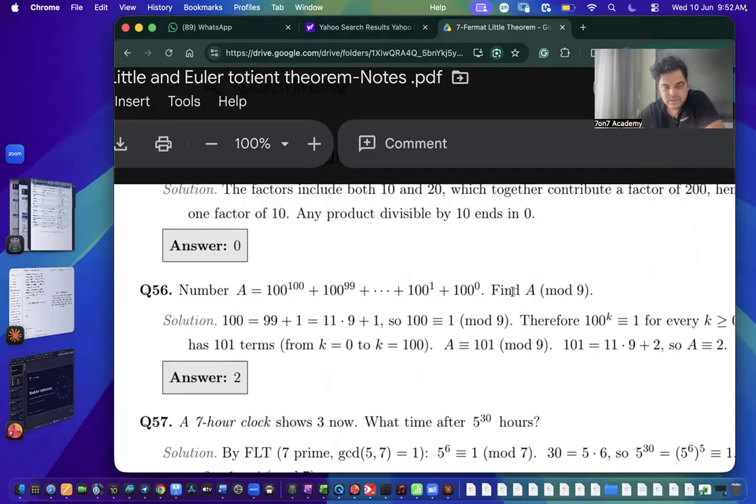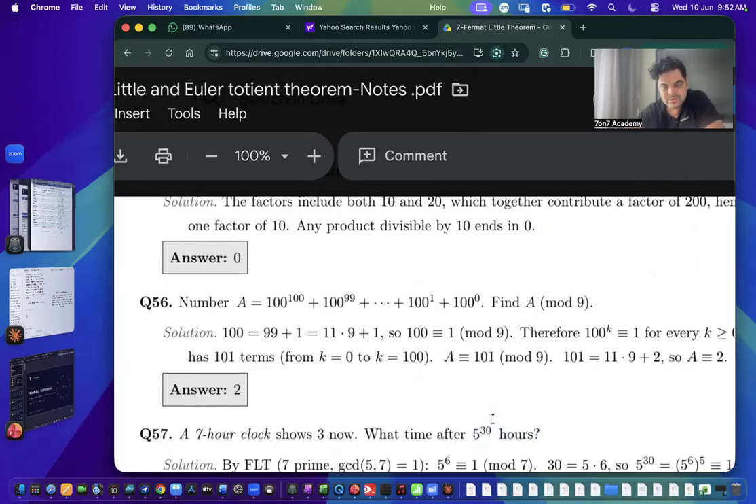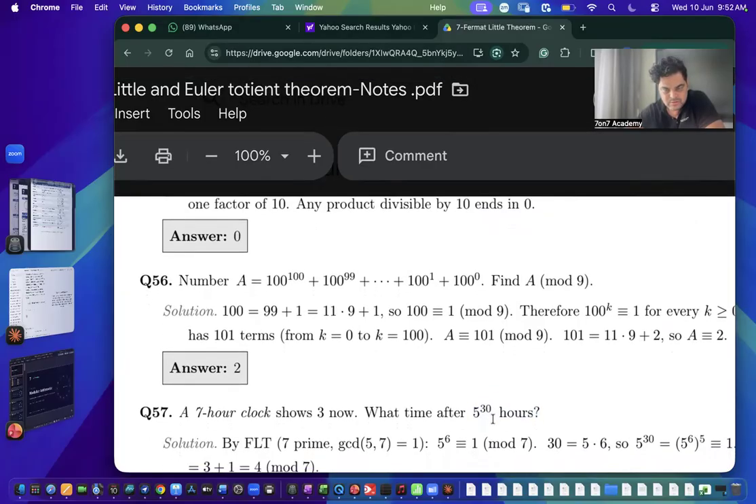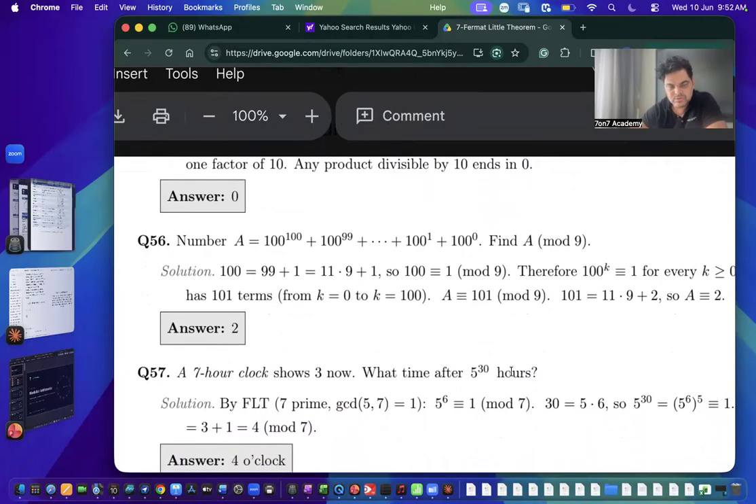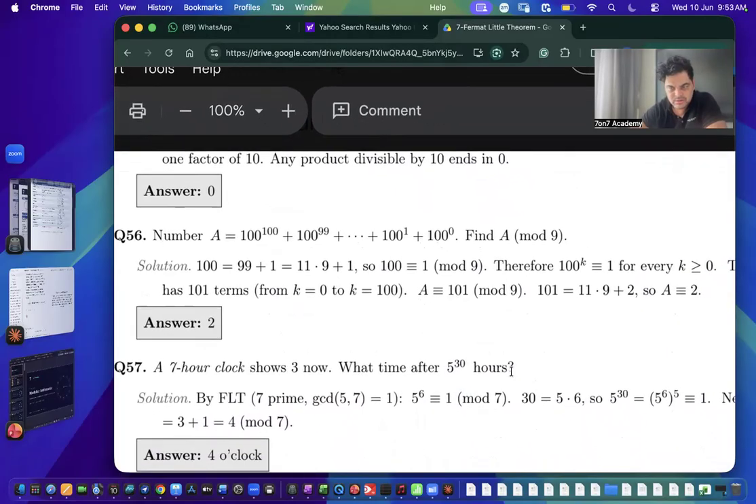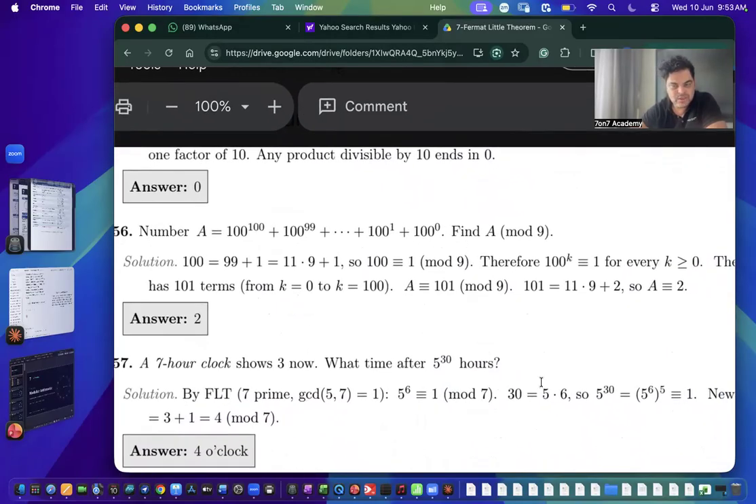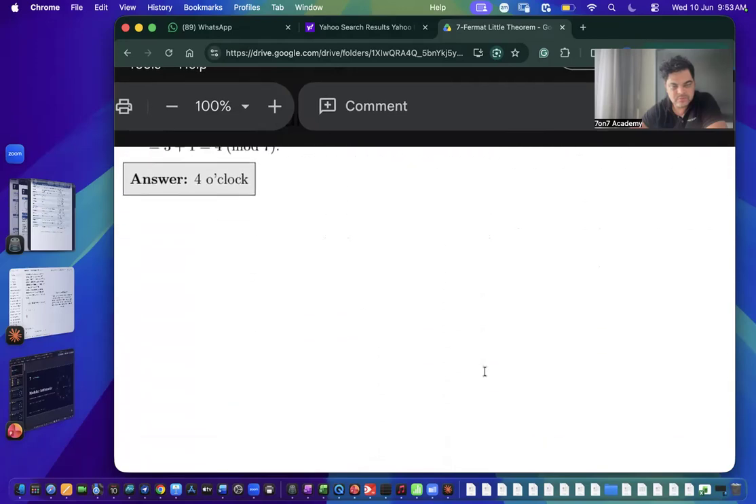So a 7 hour clock shows 3 now, and how many hours will it be? Like you divide by 7 and then you want to get the remainder, no? Better, 30 mod 7. 28. तो सिंपल है ना. ये 7 से डिवाइड करेगा, साइक्लिसिटी भी तुझे पता है, सब कुछ पता है, तो रिमाइंडर ढूंढ डाल इसका. तो 5 raised to 6 is 1, and then जो बचेगा वो कर लेना, 4.